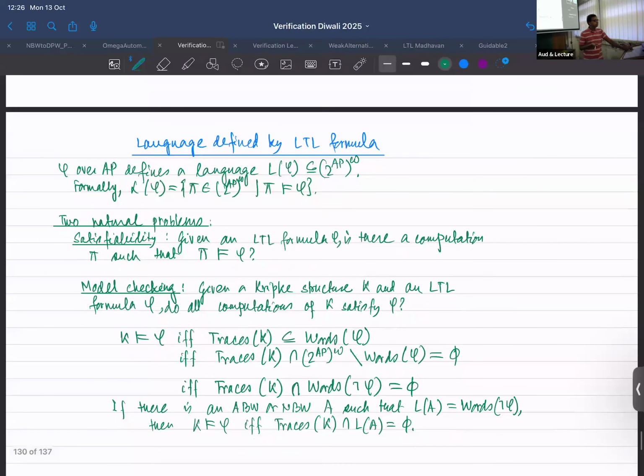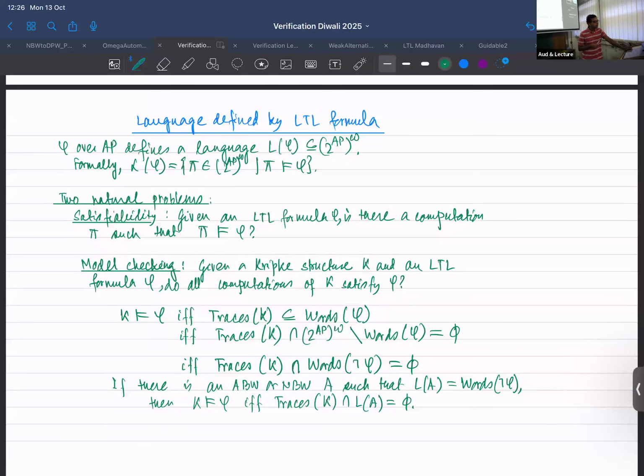Now we will come to LTL model checking and satisfiability. Let's say we have an LTL formula, and there are two natural questions that we can ask. One is the satisfiability question: given such a formula, is it satisfiable? What is the meaning of satisfiability? Does there exist any word model which can satisfy the formula?